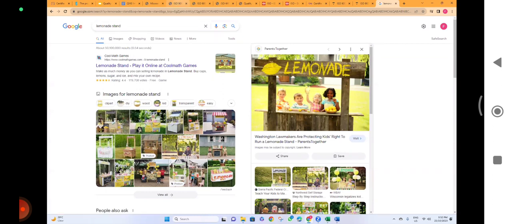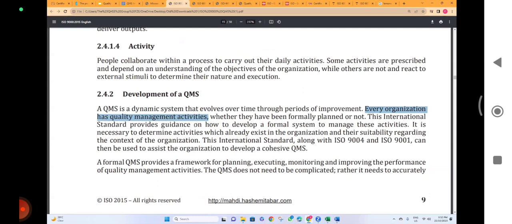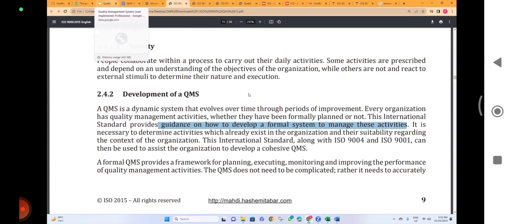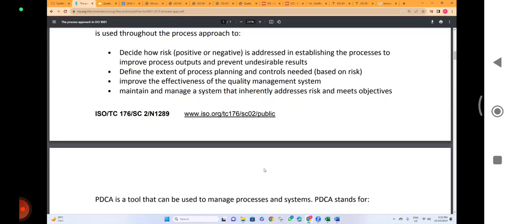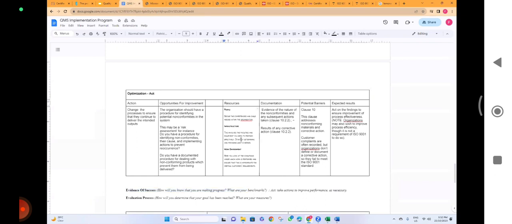Your job is only to follow guidance, nothing else, okay? You have to follow guidance on how you formalize and manage those activities. The only reason why you are formalizing these activities is to make sure that the same information, same method, same skills and controls are applied in a constant manner. What is this guidance? These 12 steps here. How to implement them? There you go, as easy as you'd like it, okay?